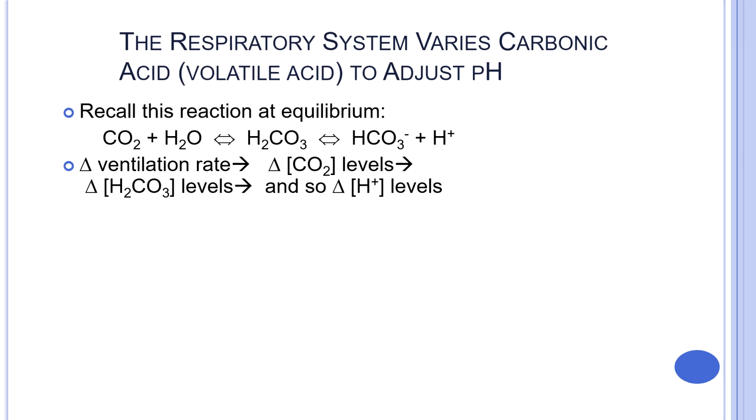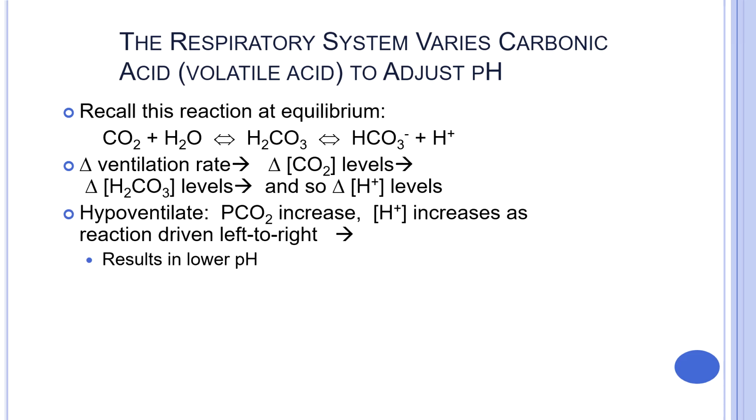So if I hypoventilate, I'm going to have this change in the pressure. Hypoventilate means I'm breathing less than normal. It means that the pressure of carbon dioxide is going to increase because I'm not getting rid of it. And therefore, if my carbon dioxide increases, that shifts the formula to the right, which means I have an increase in hydrogen ions. And then this results in a lower pH because that's more acidic. Because more hydrogen ions means more acid means a lower pH.